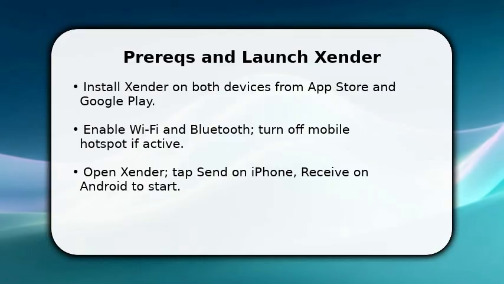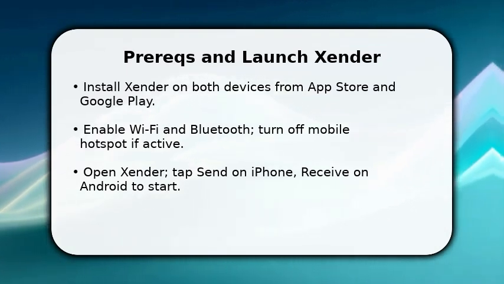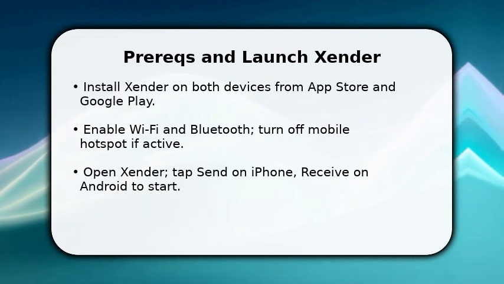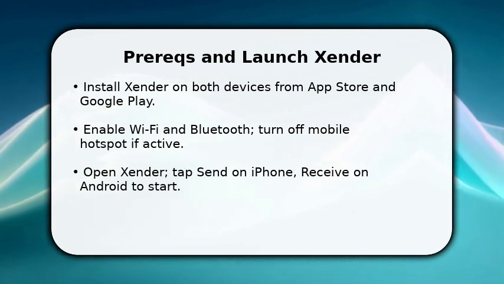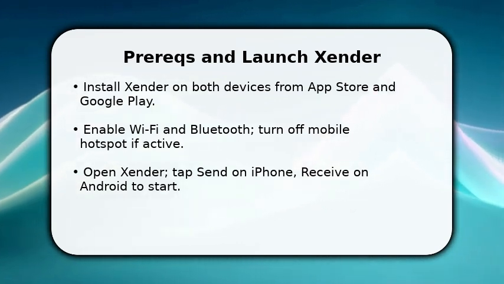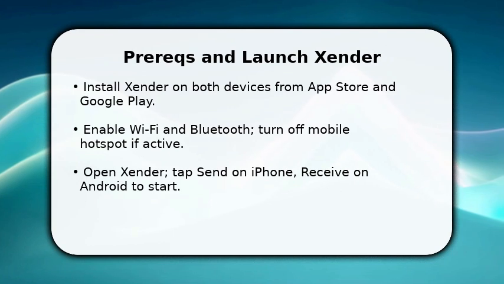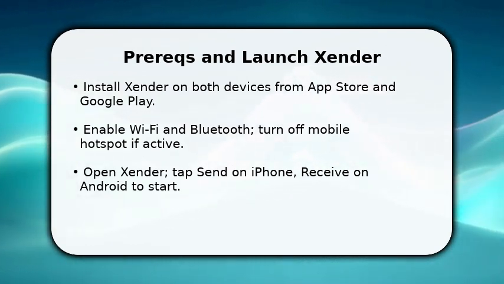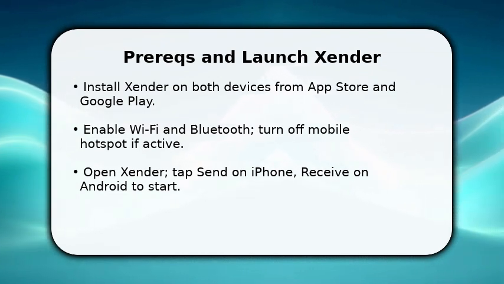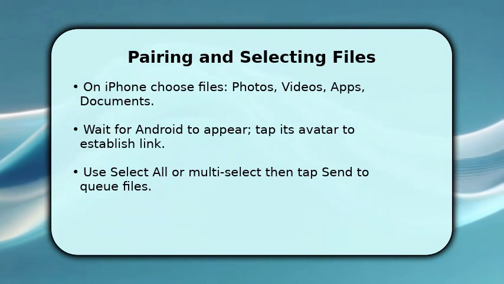Enjoy the video. You begin by preparing both phones, install Xender, enable Wi-Fi and Bluetooth, and close any active mobile hotspots so devices can join a direct network. On your iPhone, open Xender and tap Send. On the Android, tap Receive. Once done, the iPhone will search. Make sure the Android stays on the Receive screen. This creates the local connection that Xender uses to transfer files quickly without using cellular data, so you can move to pairing immediately.